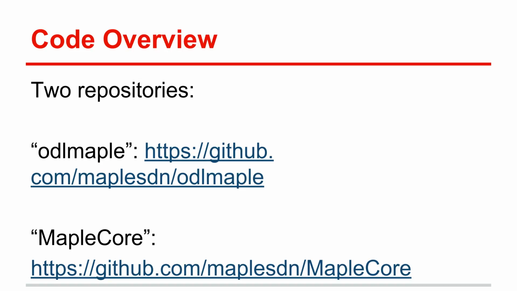So as an overview, we have 2 different repositories. We have an ODL Maple repository, which contains the adapter, and we have a Maple core repository, which contains the core Maple functionality. So with this kind of setup, we could then go into other controller software, such as Floodlight, and implement something like a Floodlight Maple adapter and reuse the Maple core code in an environment like that.